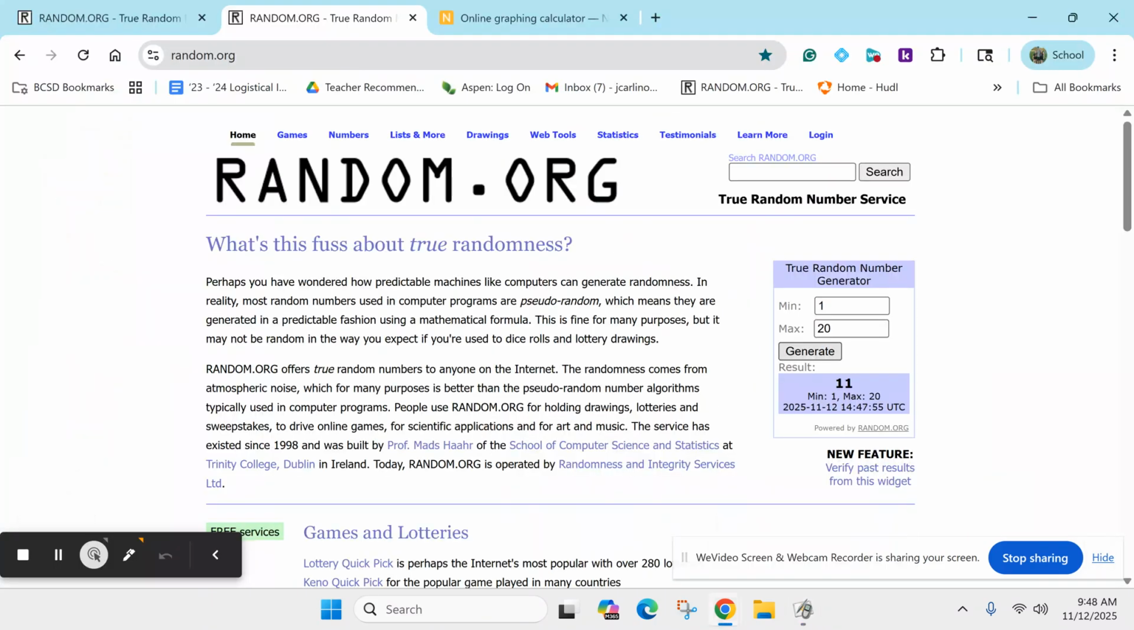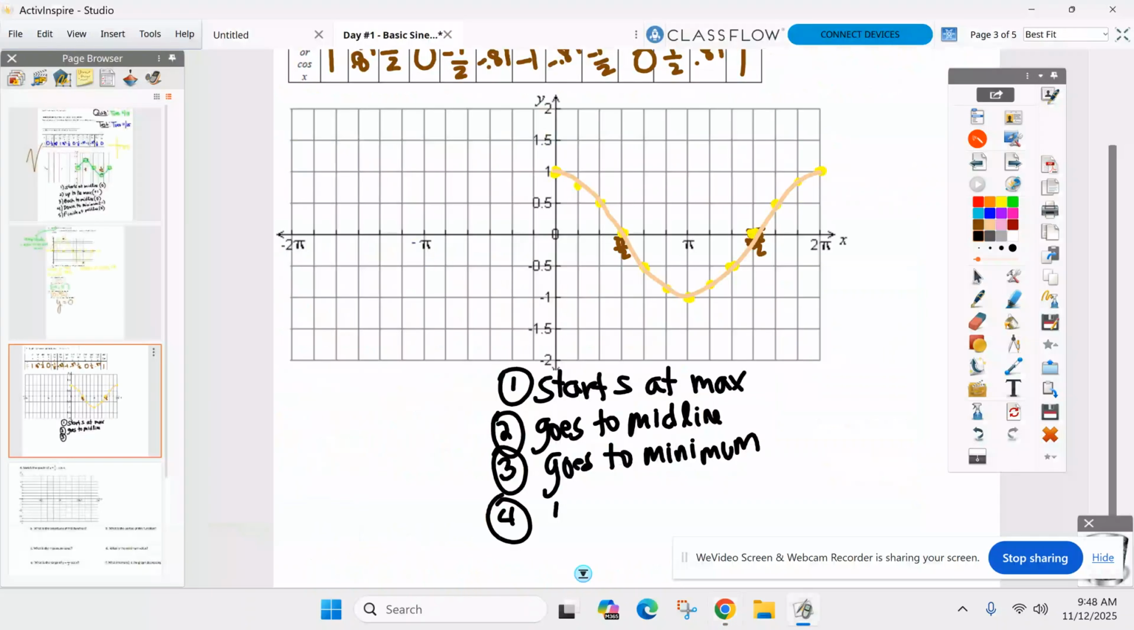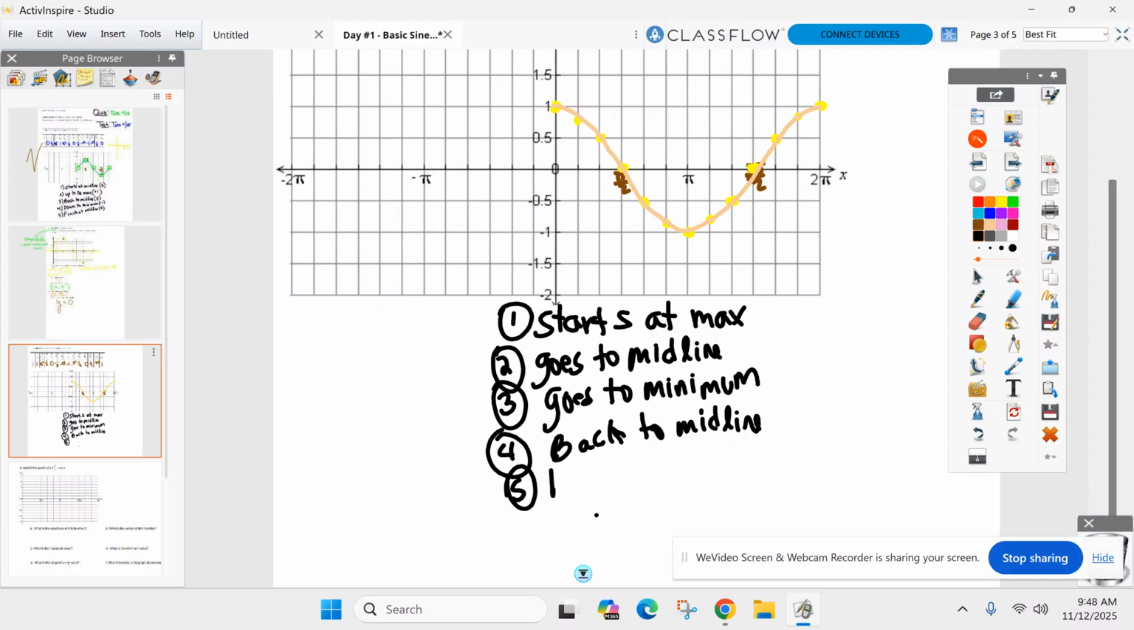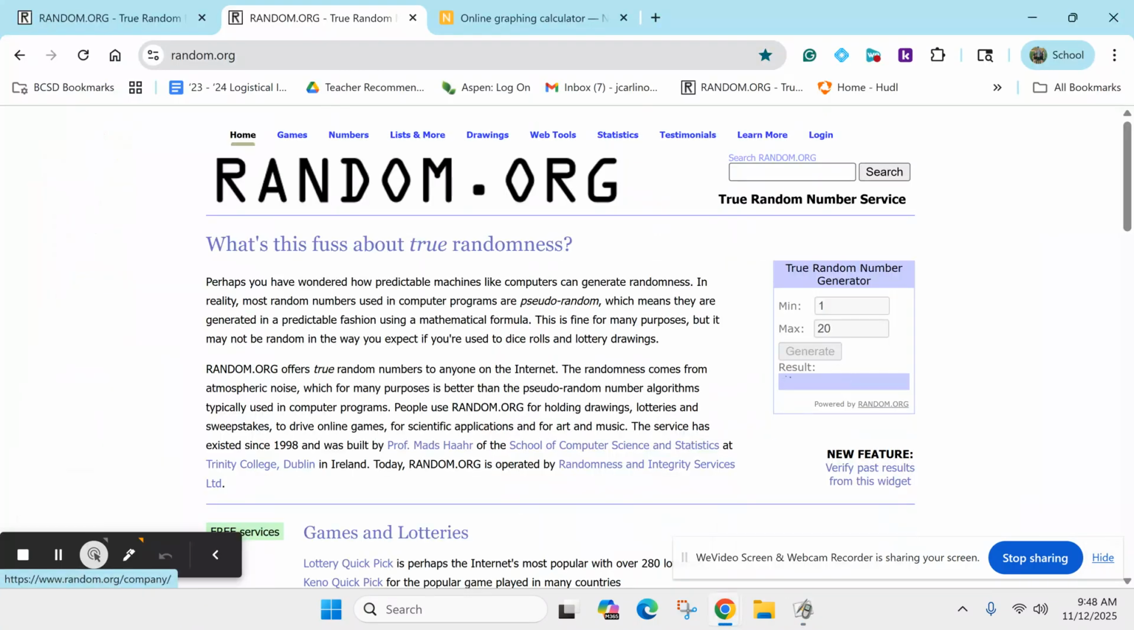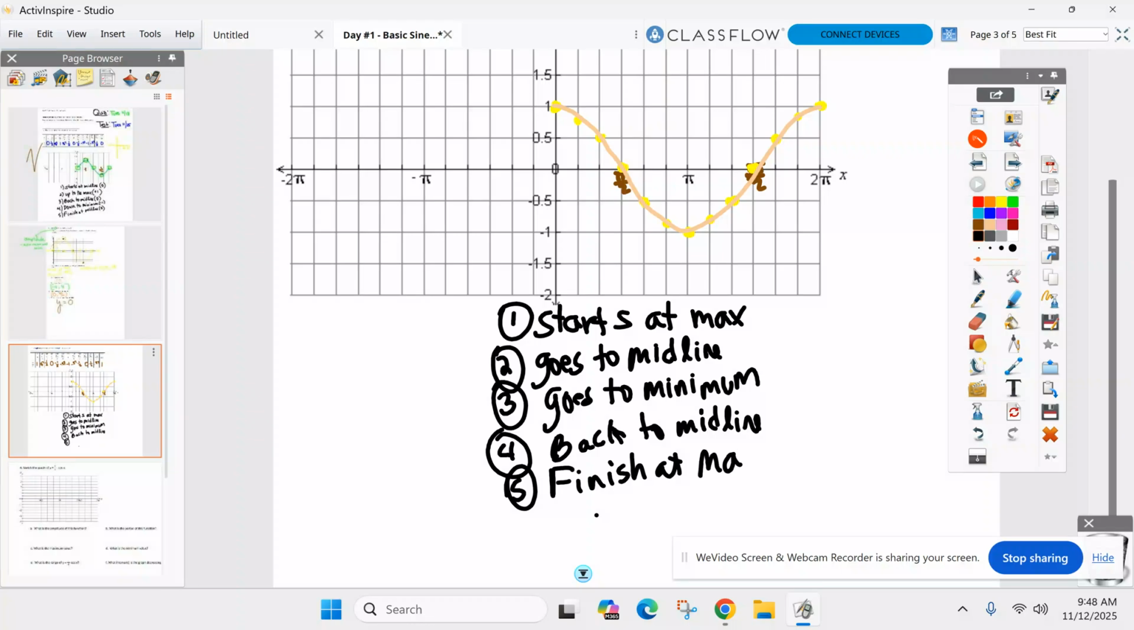Back up to where for cosine? Gia? Back to the midline, good. And then where does this cosine curve finish? Every cosine curve finishes where? Kaylee? Max, good. All right, there it is. No, we are not doing tangent. That's it, sine and cosine. That's where we stop. That's what this whole unit is dedicated to: different graphs of sine and cosine.